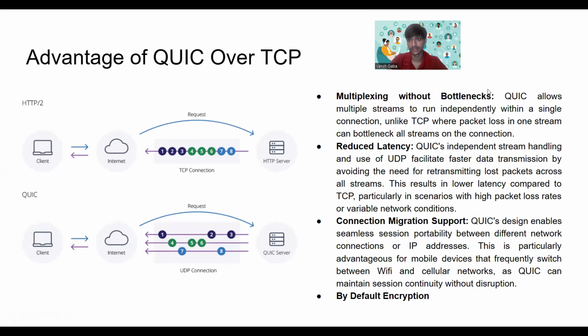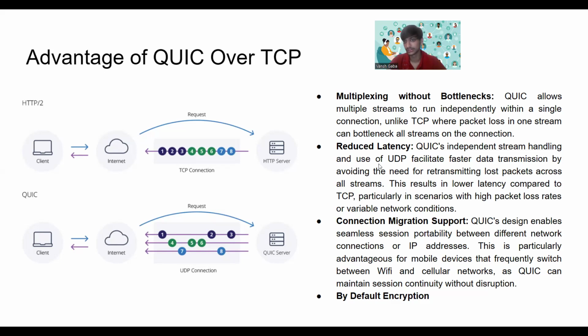First one is multiplexing without bottleneck. As it's for multiple streams, you can see in TCP there is only one stream, and if packet number 4 is blocked, it can block all the packets 5, 6, 7, 8 until the fourth is retransmitted. But in the case of QUIC with UDP, it is very different. It allows multiple streams, and if packet number 5 is blocked, it can only block packet number 6 until it retransmits, and all the other packets can travel smoothly.